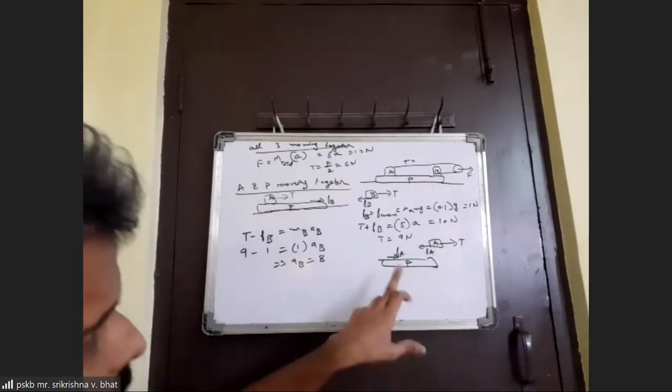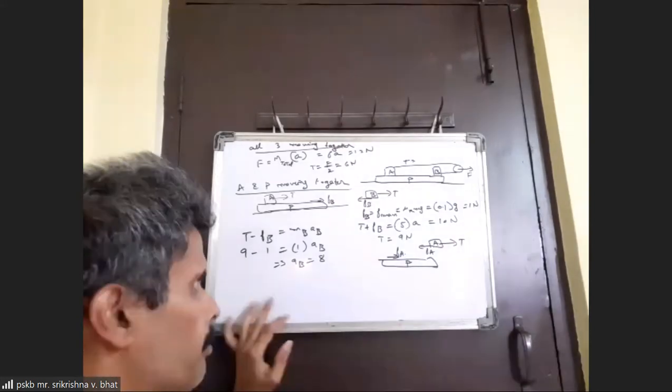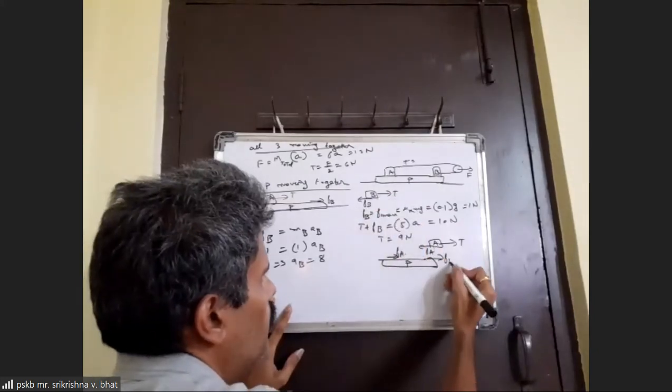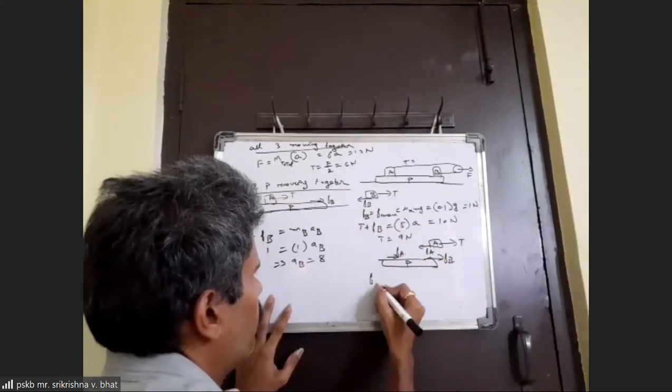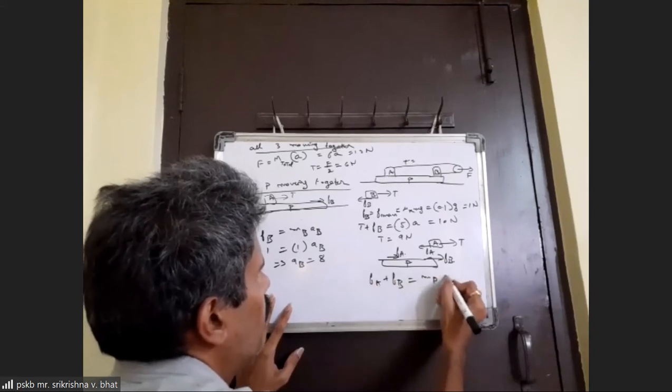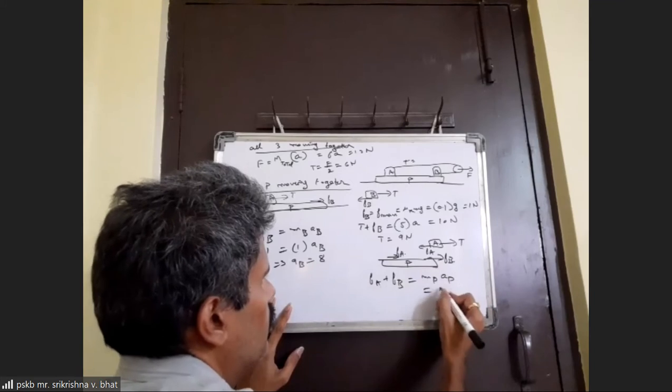So we'll consider F_A forward, and F_B is also acting forward on P. So we can say F_A plus F_B should be equal to the mass of P into its acceleration, that is nothing but 2 newtons.